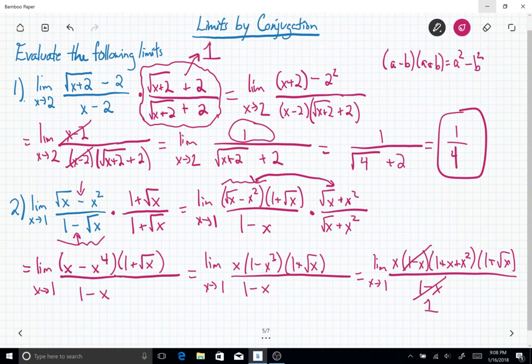So we can actually rewrite this whole problem as the limit as x approaches 1 of x times 1 plus x plus x squared times 1 plus square root of x. Okay. So now we have 1 times 1 plus 1 plus 1 squared, which is 1, times 1 plus square root of 1 is 1. So that's 3 times 2, so that makes 6. And that's our final answer.